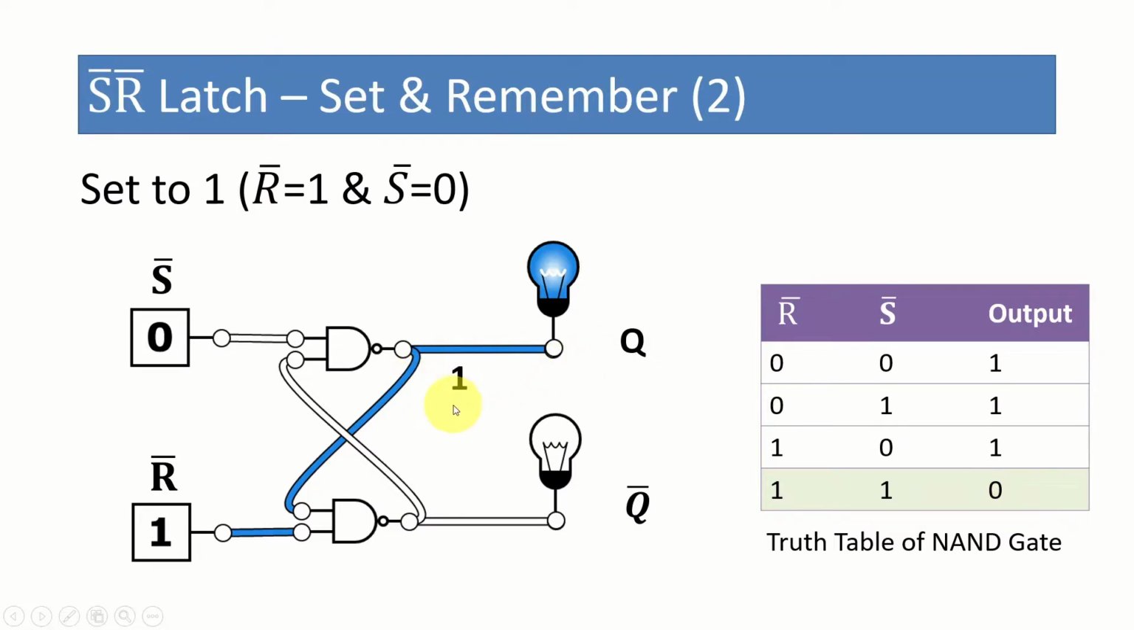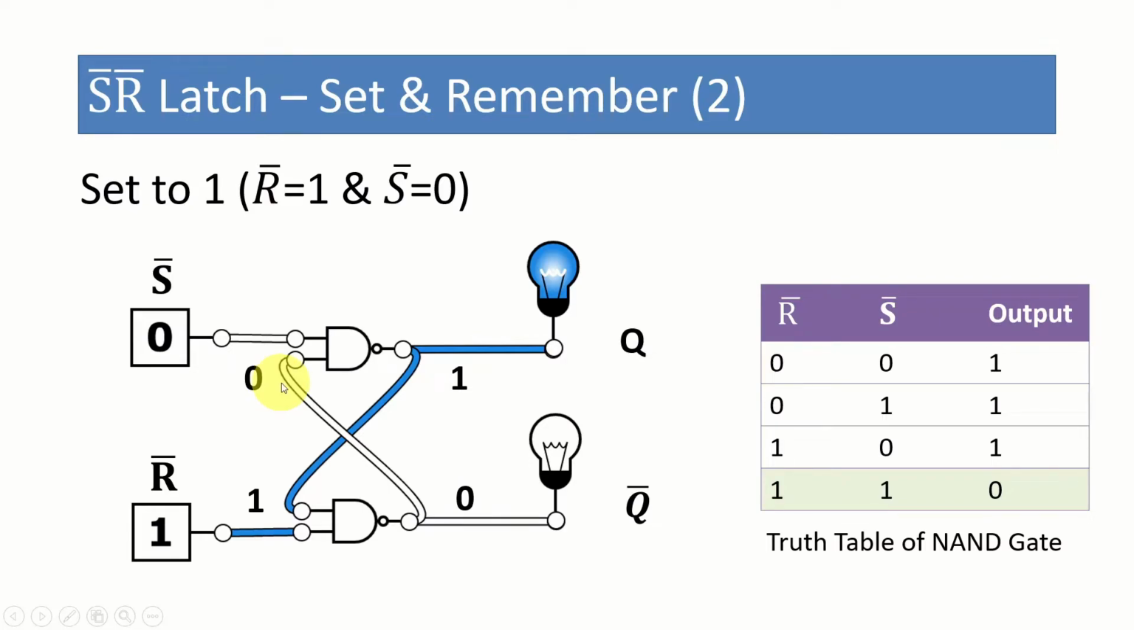But once we get 1 as the output of the first NAND gate, we know that it is fed to the input of the second NAND gate. Now we are in a position to say that when both inputs of the NAND gate are 1, the output is 0. So now we know that this is going to be output as 0. And that 0 will be fed to the input of the first NAND gate.